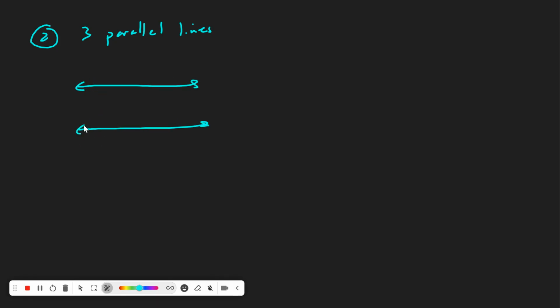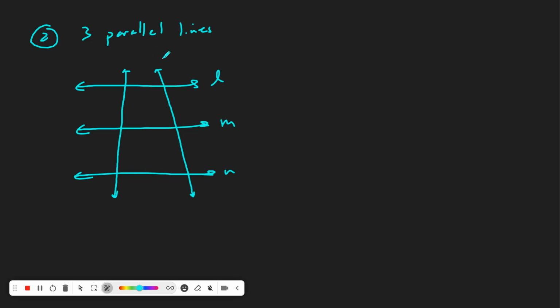Okay, and then the last special case here, number 2, is with 3 parallel lines. So in this case here, we're not going to have a triangle. So we're going to have 3 parallel lines. So 1, 2, 3. And call these lines L, M, and N. And I'm going to draw 2 transversals. One like that, and one over here like this.